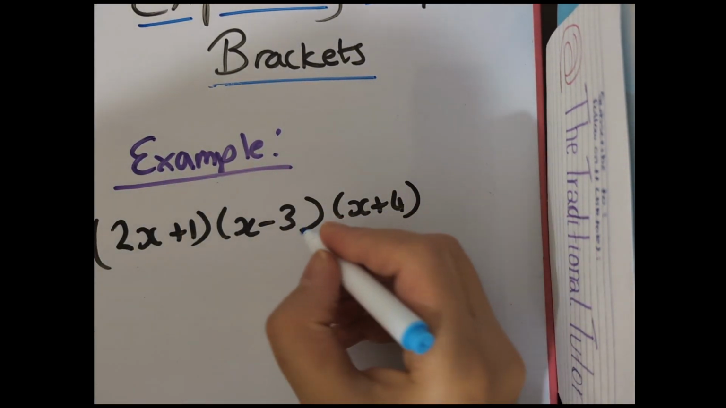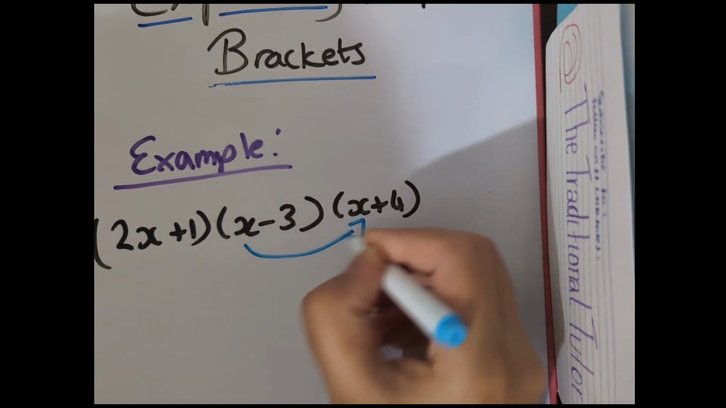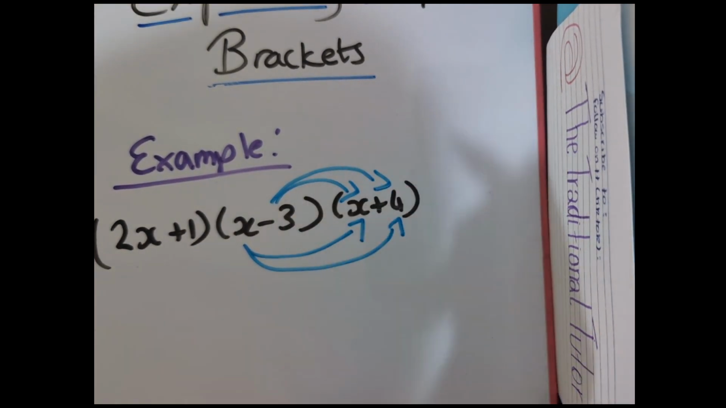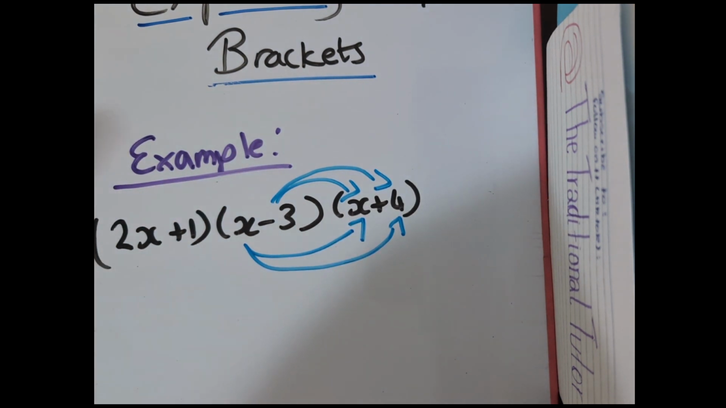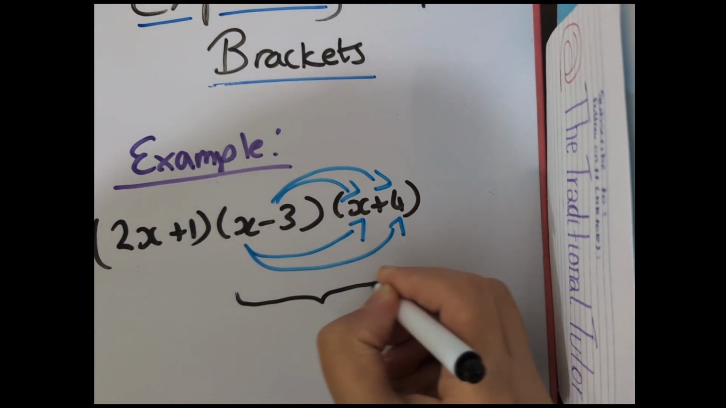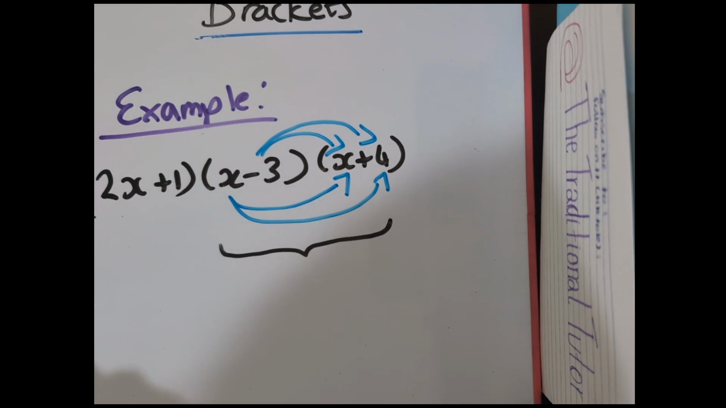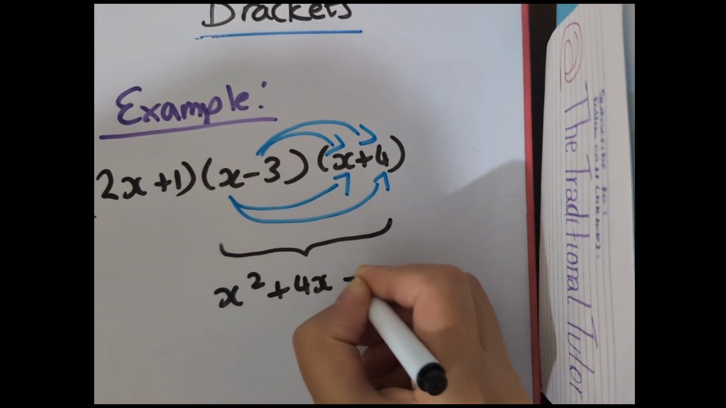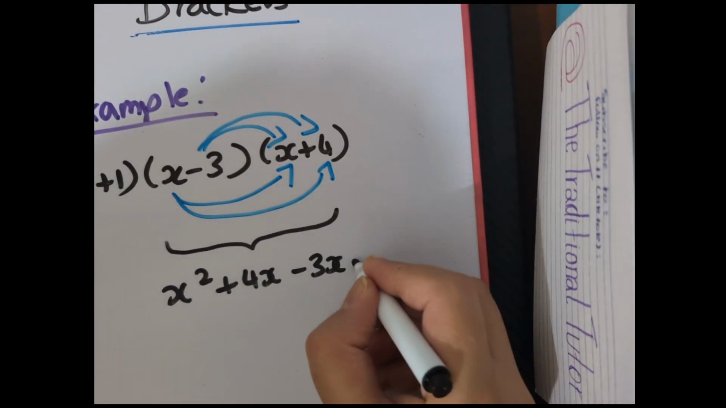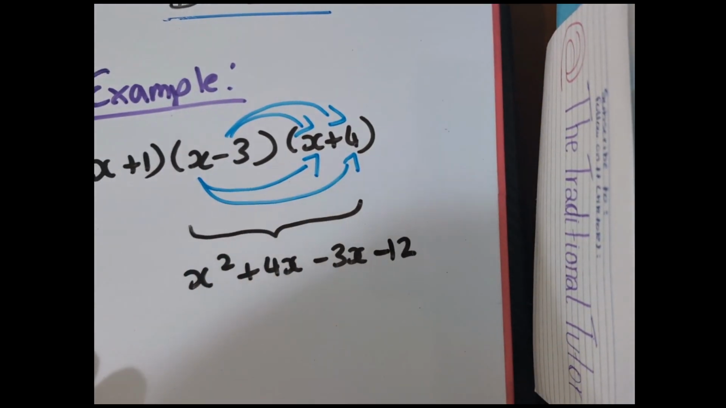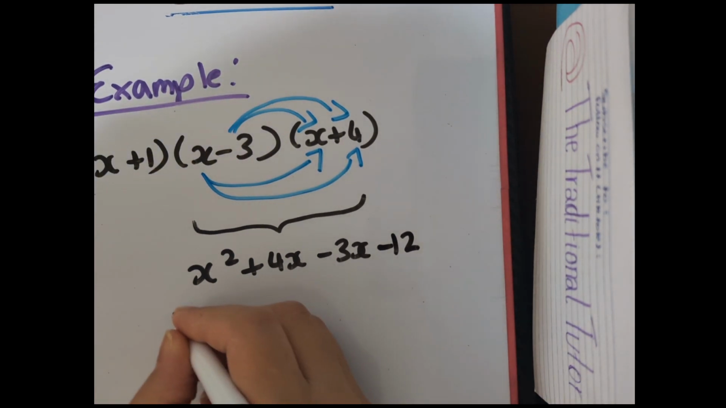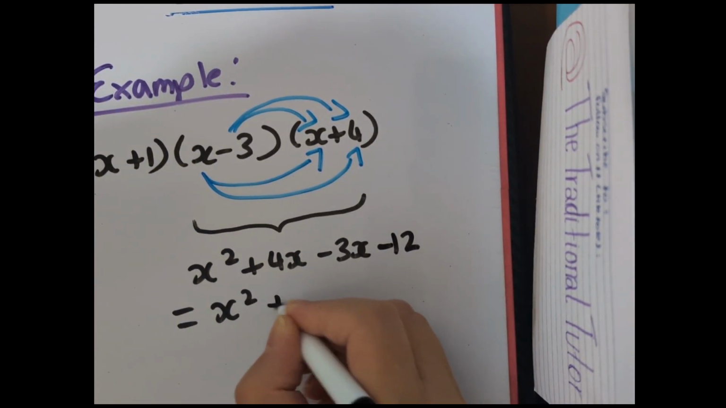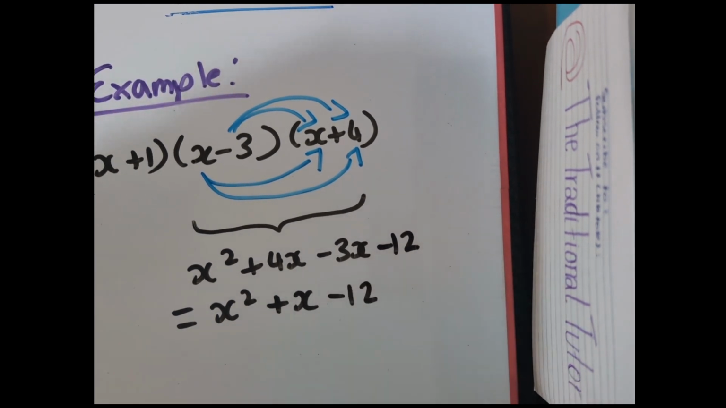So I'm just going to draw my arrows again. So we've got x times by x, x times by plus 4, minus 3 times by x, and minus 3 times by plus 4. So that means I should be getting here, just drawing my wiggly line, x squared plus 4x minus 3x, and then lastly minus 12. Okay, and then now if I collect my like terms, I should be getting x squared plus 4x minus 3x gives me plus x, and then minus 12 lastly.